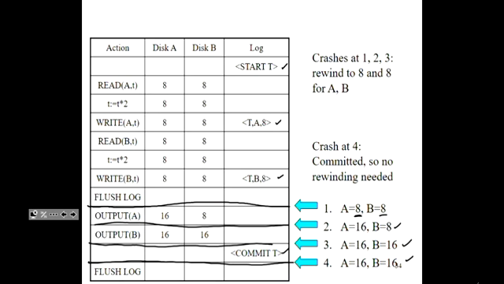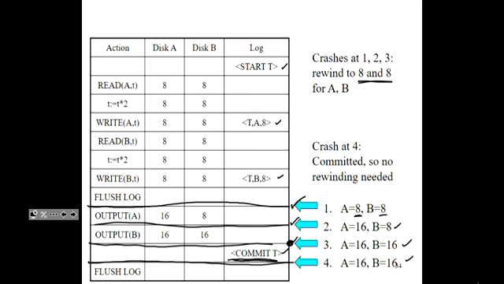Now, for crashes at this point and this point, you will not see the commit log on disk. Because you will not see the commit log on disk, you are going to undo the effects of the transaction T. So you will rewind to 8 and 8 for A and B. This is true even though you may have been in step 3, where you've updated the values of A and B both to 16. You're in good shape, and you should ideally want the transaction to say, hey, I'm done. But simply because you did not see the commit log on disk, you're going to undo the effects of this transaction, and rewind it back to A equal to 8 and B equal to 8.